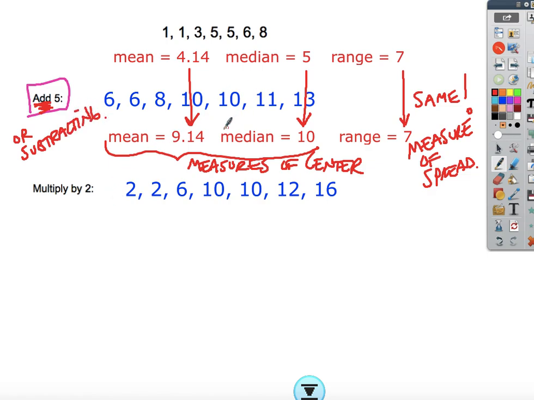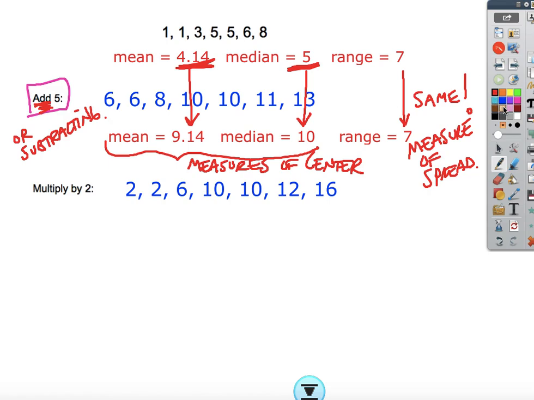Okay, so I would not need to type these in my calculator and do menu 611 if I understand the fact that my measures of center change. So if they tell me to add 5, I'm just going to add 5 to here and I'm going to add 5 to here, but I do not add 5 to my range.